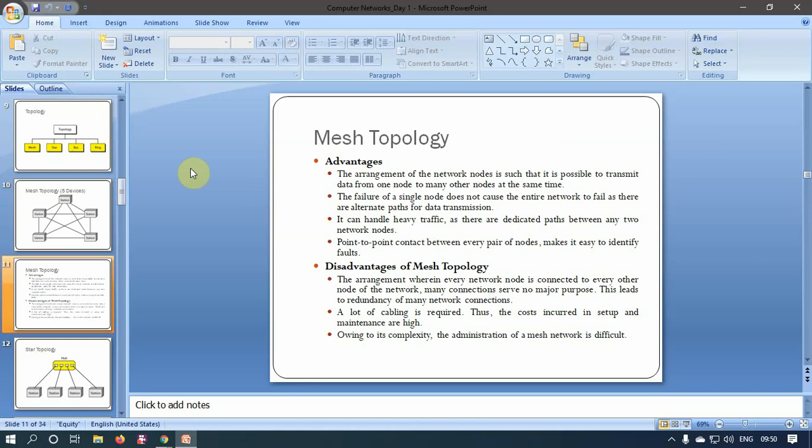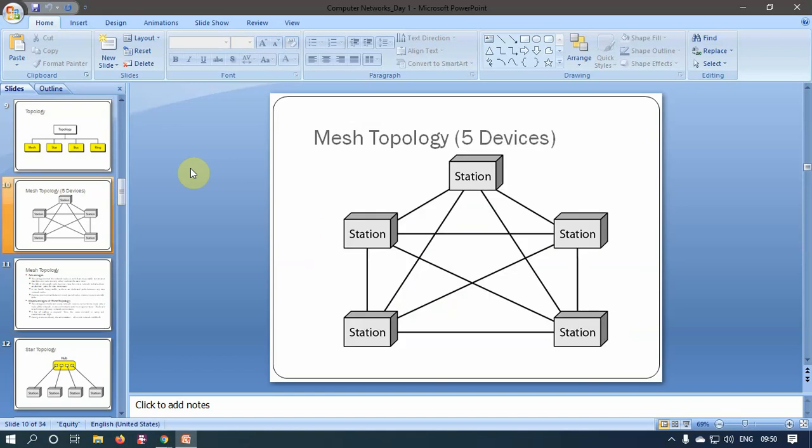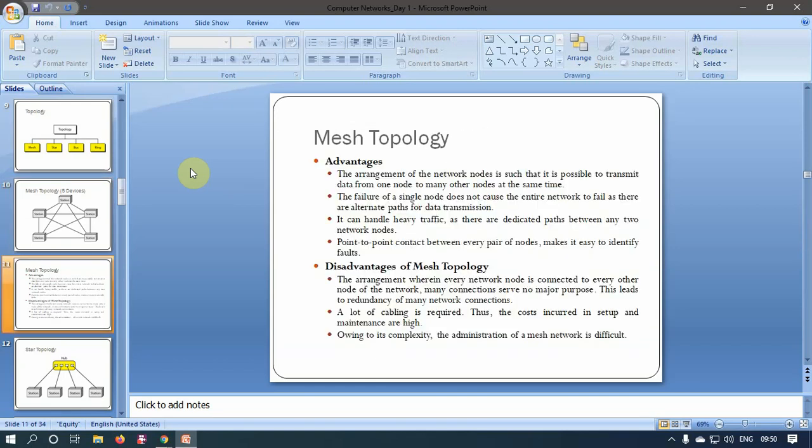Now there are certain advantages of mesh topology. I have listed various advantages and disadvantages, and I will just discuss the main points. The advantage is that the arrangement of the network nodes is such that it is possible to transmit data from one node to many nodes at the same time. And the disadvantage is that it requires a large amount of wire or communication links to design this network topology. This is the important advantage as well as disadvantage. There are various others. I will share the PPT with you, and you can see those by yourself.